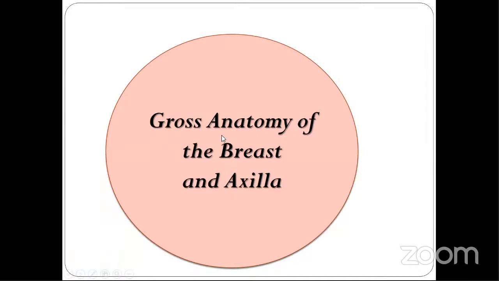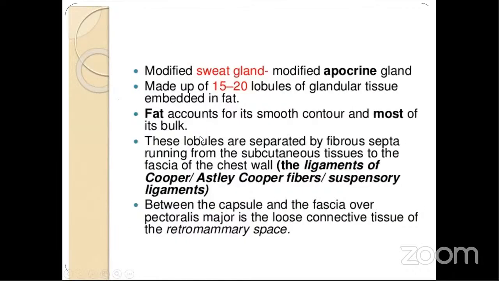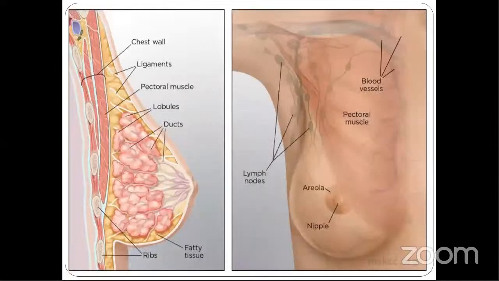Then we'll go for gross anatomy of breast and axilla. So, what's breast? You can see here. Breast is a modified sweat gland. So, breast at the end is a sweat gland or modified apocrine gland. It's formed of 15 to 20 lobules.